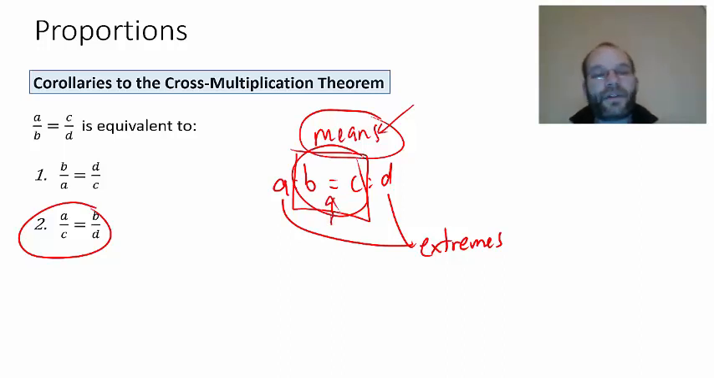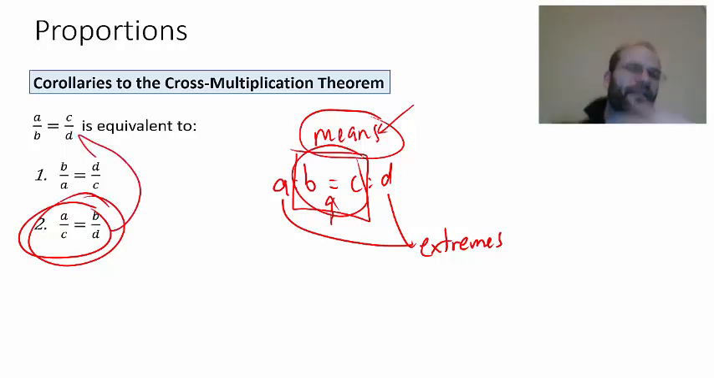So what's happening over here? Let's take a look at number 2 here. If we ask the question, well, what happened? How is number 2 different than the original? What changed? What was moved around? You can see that the A and the D are still in the same position. A and D are still in the same position. But you can see that the B and the C have switched. They've switched positions, B and C.